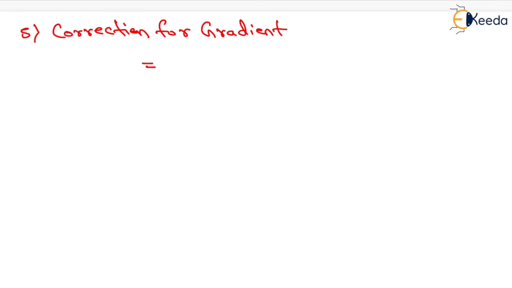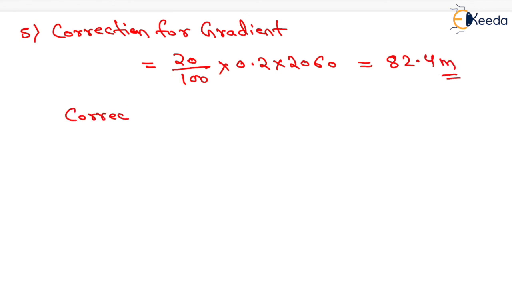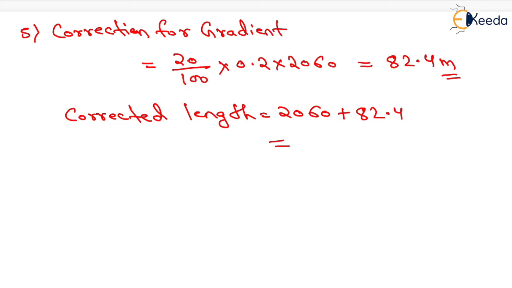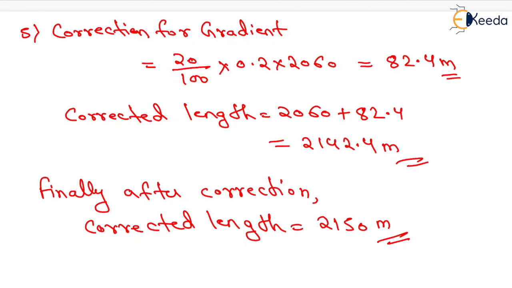Now next is the correction for gradient. It will be equal to 20 upon 100 into 0.2 into 2060. After solving this, we will have the value equal to 82.4 meter. Now the corrected length will be equal to 2060 plus 82.4 meter, which is equal to 2142.4 meter. Finally, after correction, the corrected length will be nearly equal to 2150 meter.